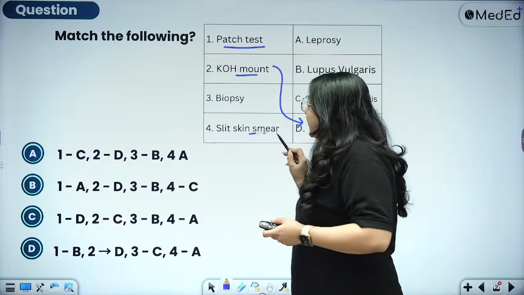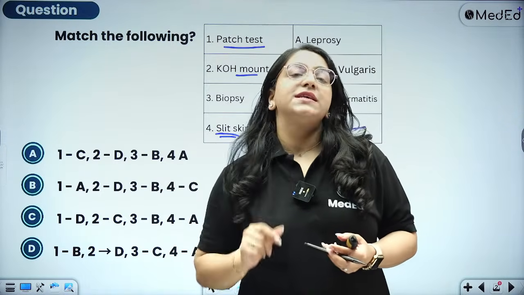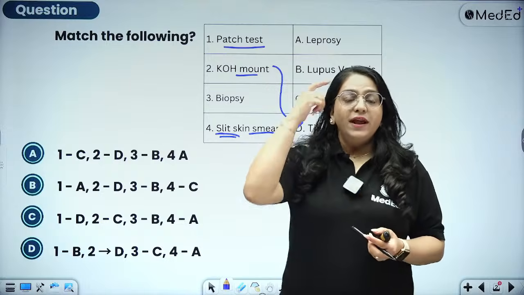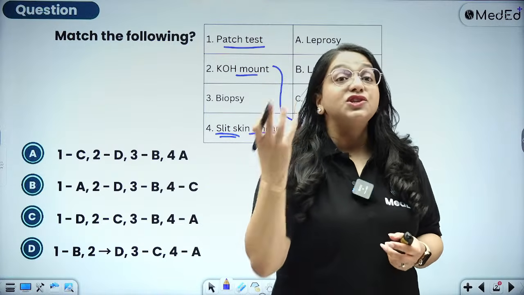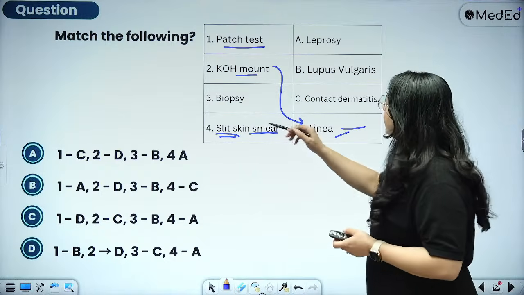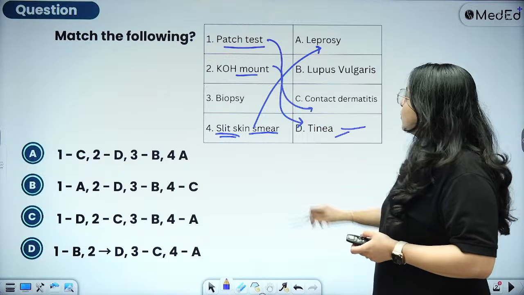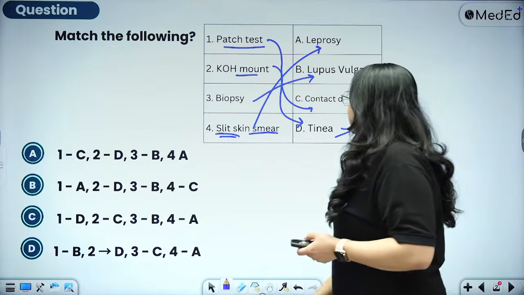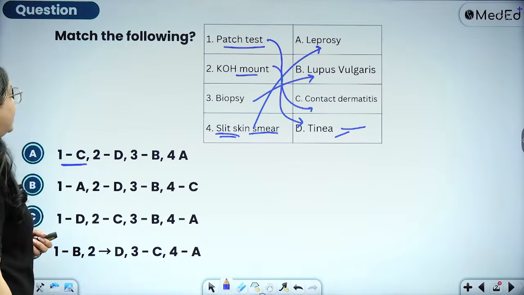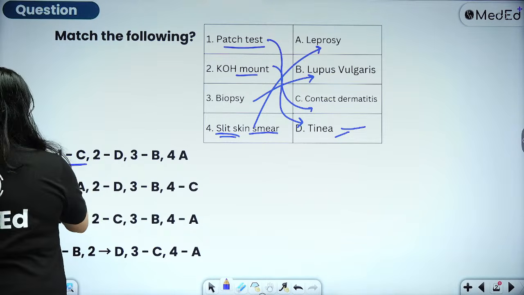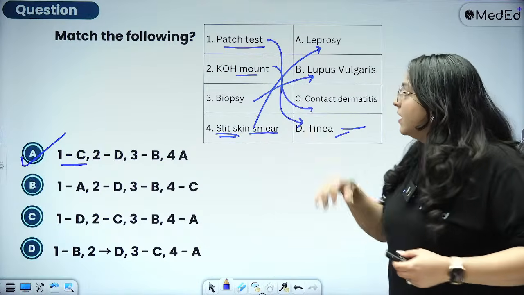Okay, let's look. And the slit skin smear, we all understand that the slit skin we take from the earlobes, and the 6 places, which are the forehead, cheek, nose, earlobes, buttocks, and also the nasal secretions which are collected. What are they collected for? They are all collected for leprosy. So I know that patch test is for contact dermatitis. So of course biopsy remains for lupus. So it is 1C. This is the only option which has 1C, so that goes there. 2D, 3B and 4A. Quite simple. So by elimination you could have been able to solve this.